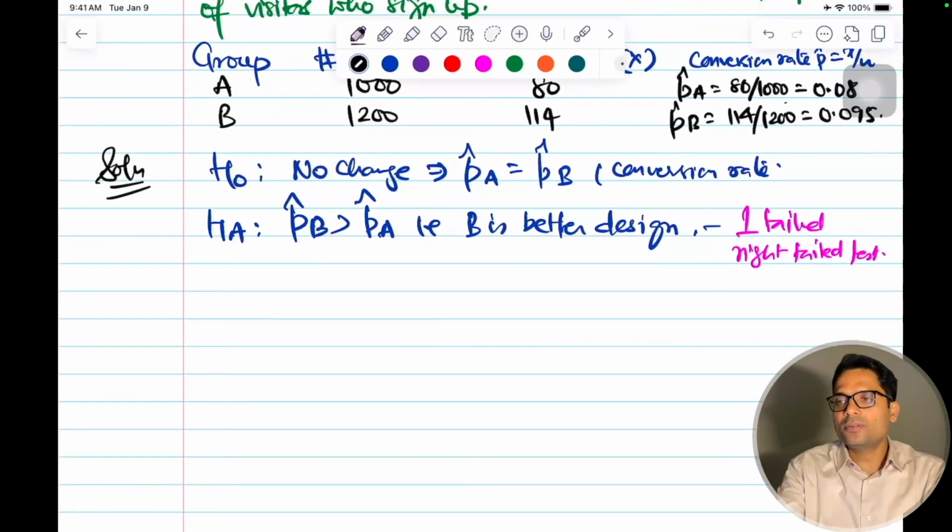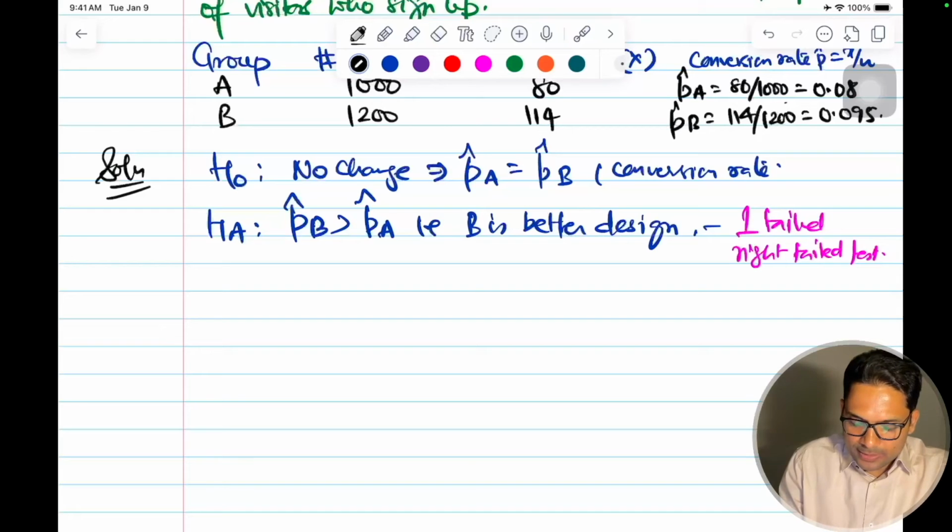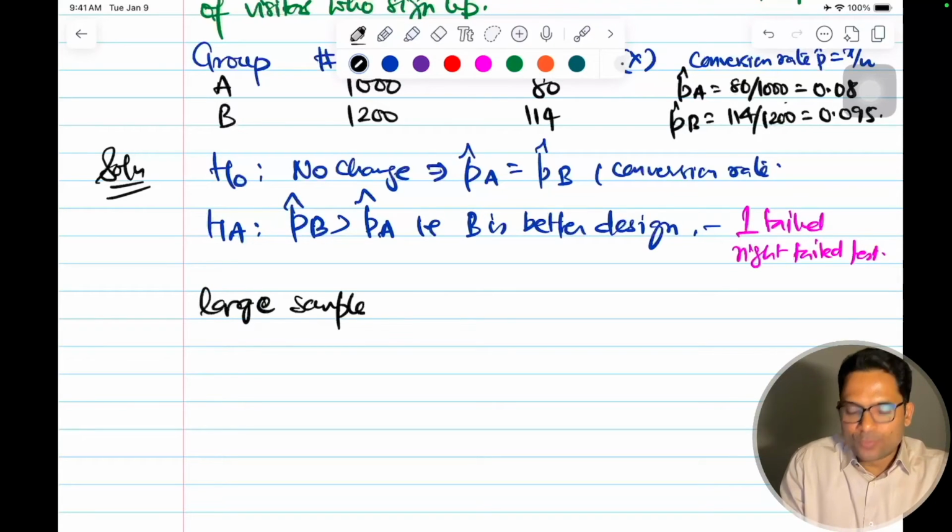And let's put the formula. And also let's check the large sample condition, whether I have enough samples or not. The large sample condition is so that the binomial can be approximated as normal, because from there only all the formula has come. So what is the large sample condition?